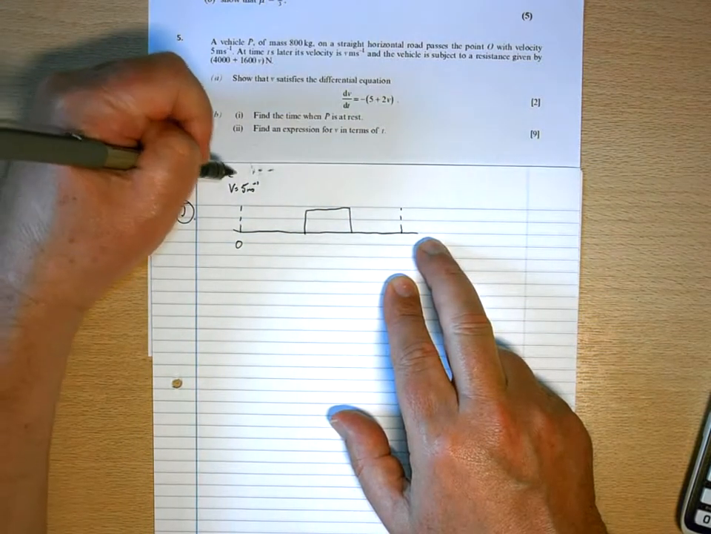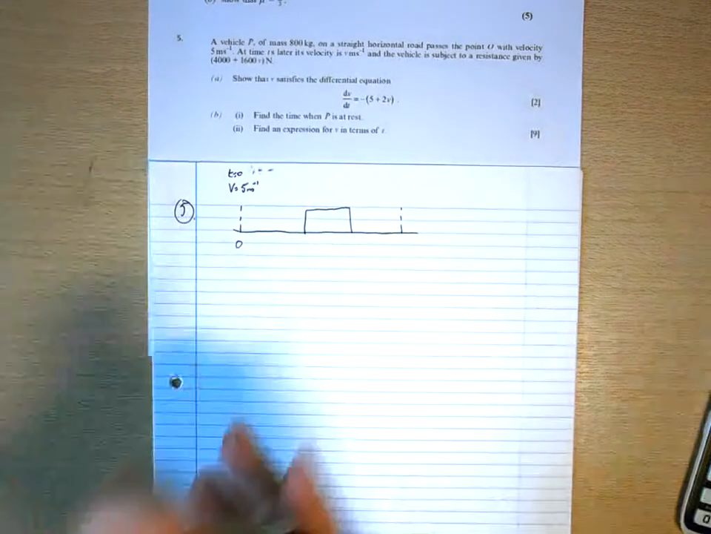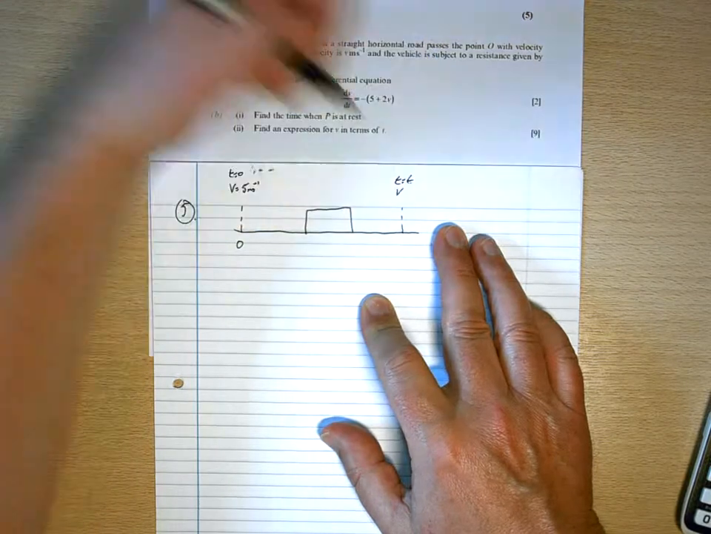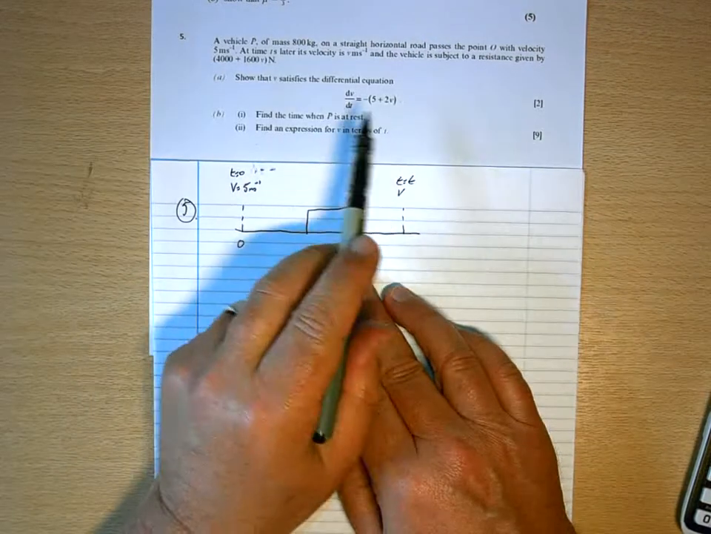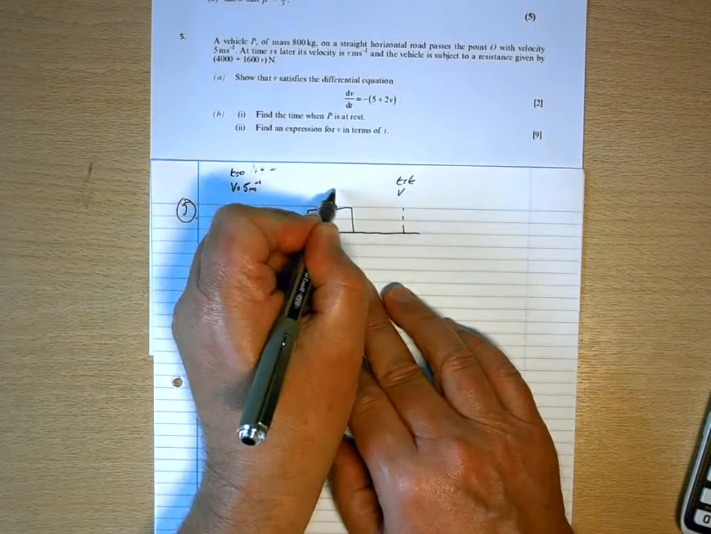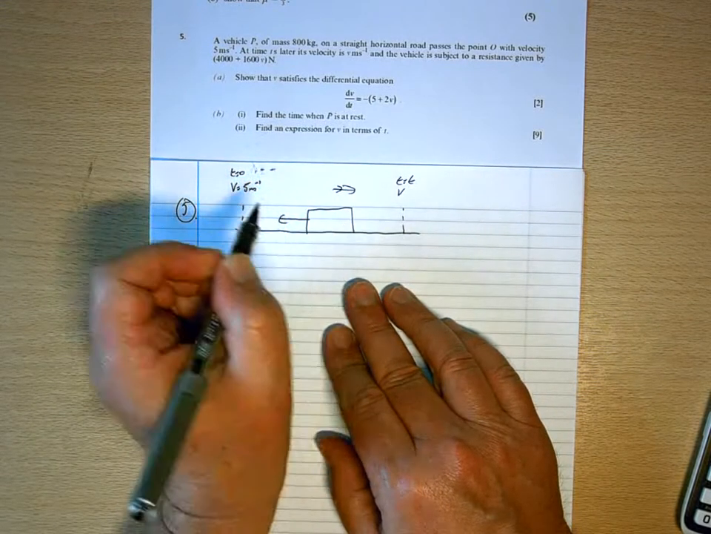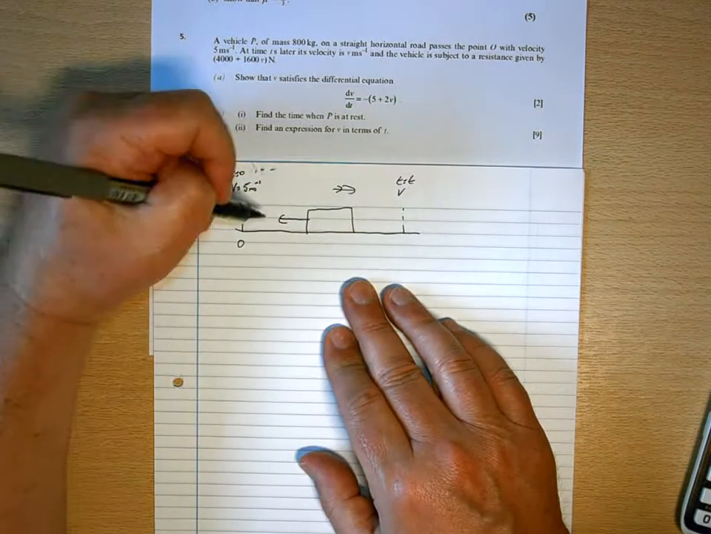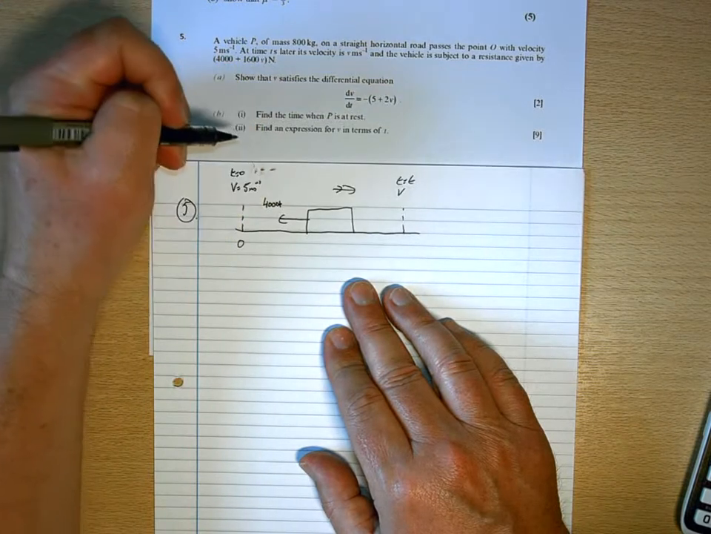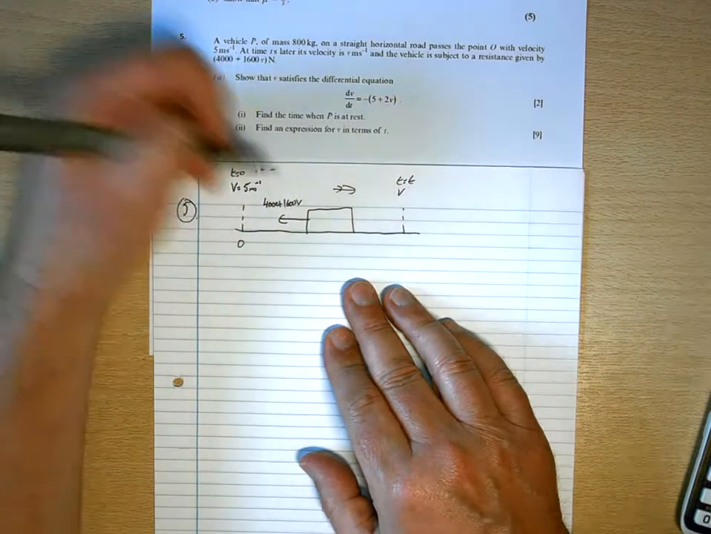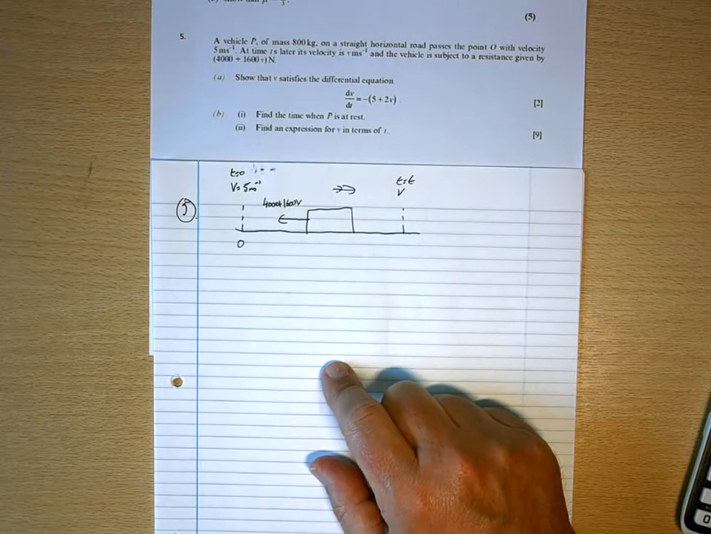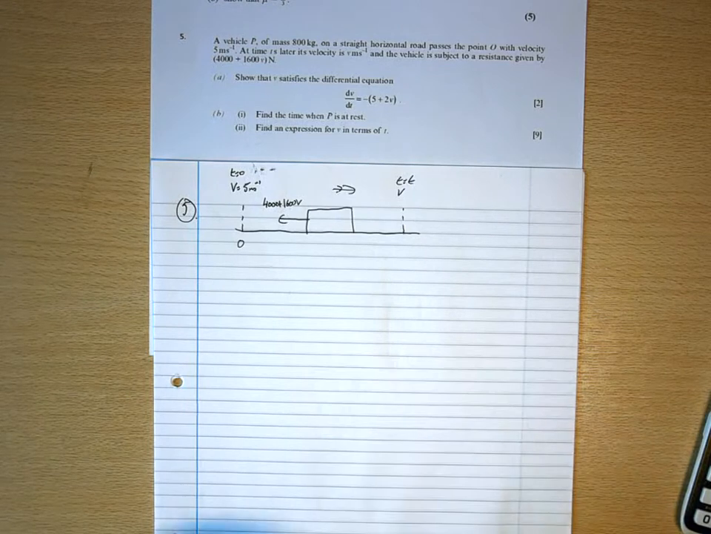So that's t equals 0. And look, I'm smudging. It's a nightmare being left-handed. So t equals t, velocity v. The vehicle is subject to a resistance. It's moving in that direction, but it's having a resistance of 4,000 plus 1,600 v newtons. Show that v satisfies the differential equation.